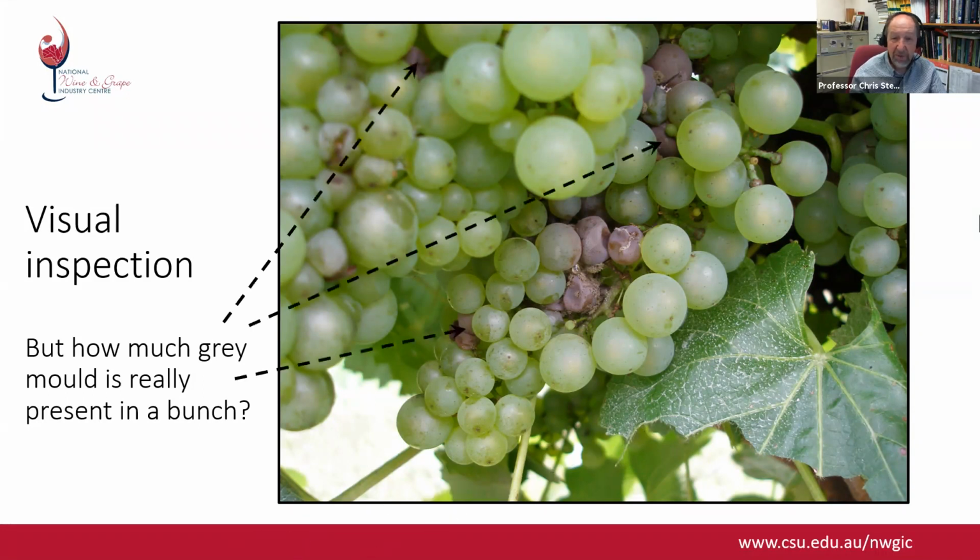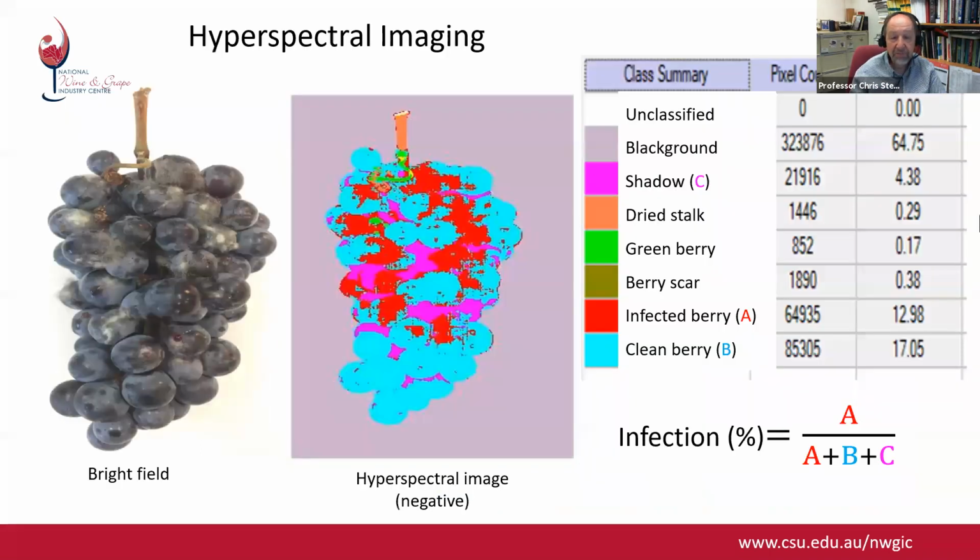And there's some odd berries that are perhaps hidden behind the bunch, and really you need to go in and turn the bunch around and have a good look at it. So that's one of the limitations with visual estimations.